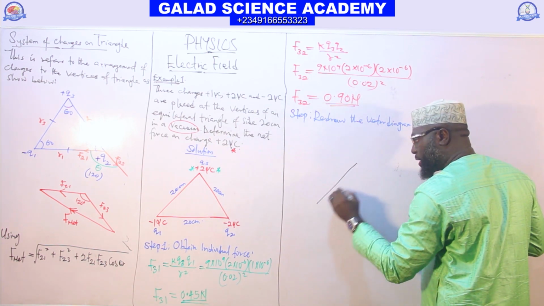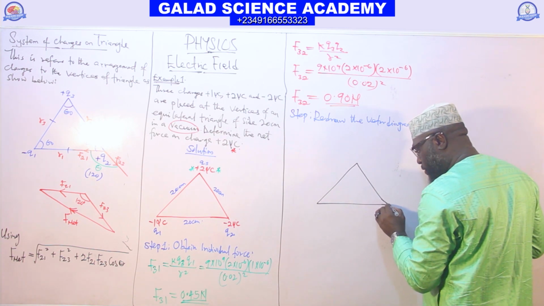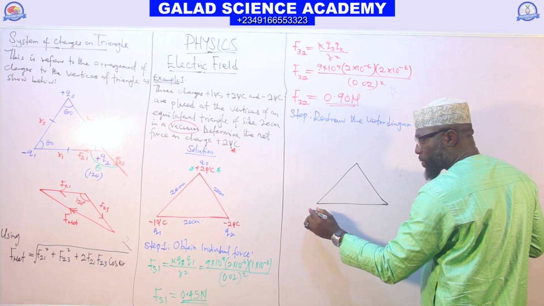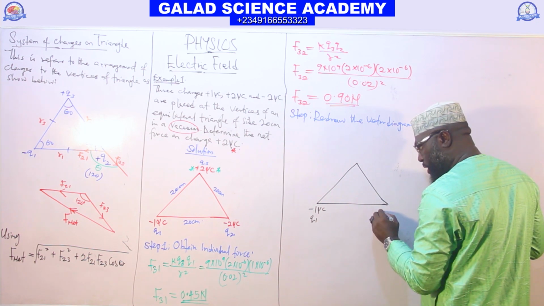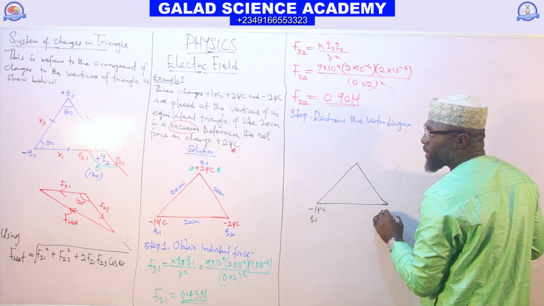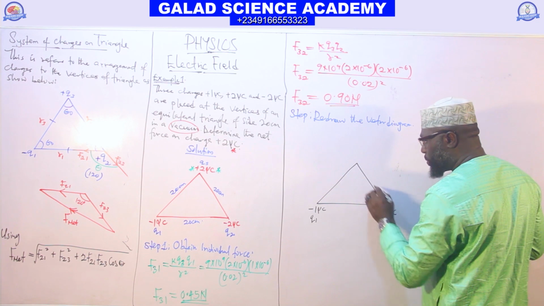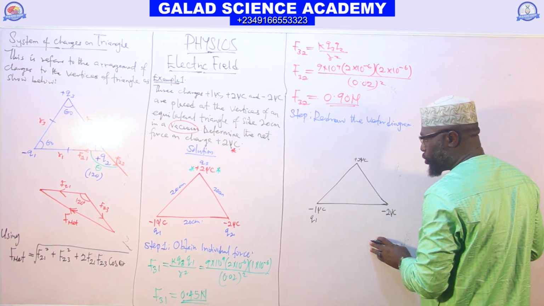This is my triangle. We have it in this form. This is minus 1 microcoulomb, my Q1. This is minus 2 microcoulomb. Here we have plus 2 microcoulomb. Good.